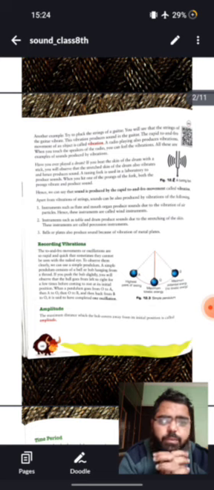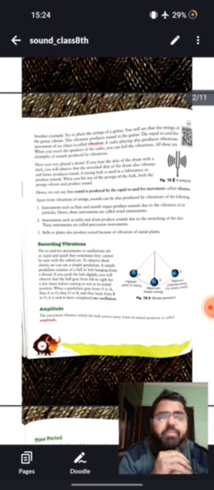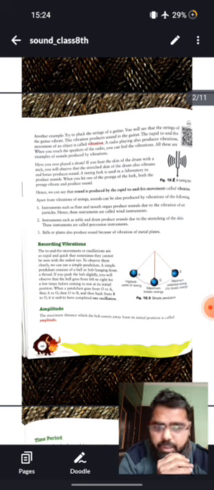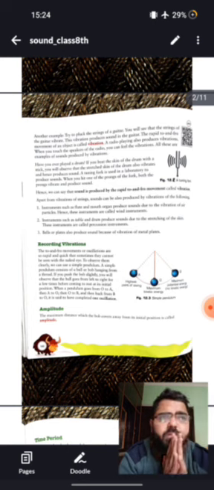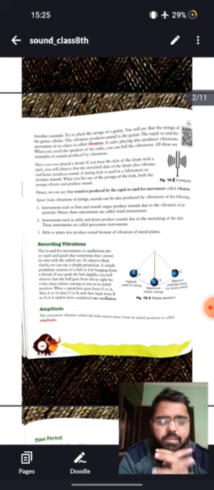First one is amplitude, so distance, basically. You can say the distance from D to A or D to B is called amplitude, meaning how far it can go from the mean position or the resting position to the extreme position. Then we have one more definition, that is called time period. So basically it means the time taken by the pendulum to complete one oscillation, that is the time period.